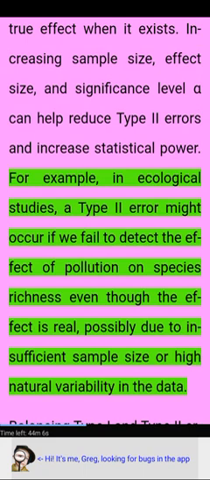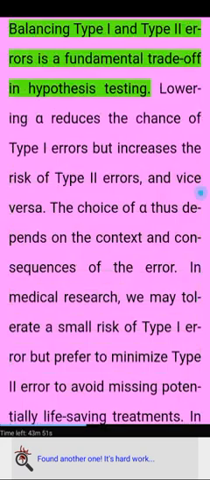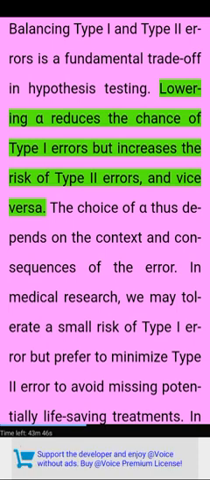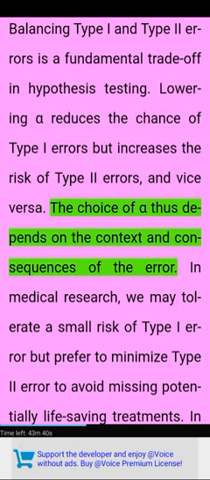For example, in ecological studies, a type 2 error might occur if we fail to detect the effect of pollution on species richness even though the effect is real, possibly due to insufficient sample size or high natural variability in the data. Balancing type 1 and type 2 errors is a fundamental trade-off in hypothesis testing. Lowering alpha reduces the chance of type 1 errors but increases the risk of type 2 errors, and vice versa. The choice of alpha thus depends on the context and consequences of the error.